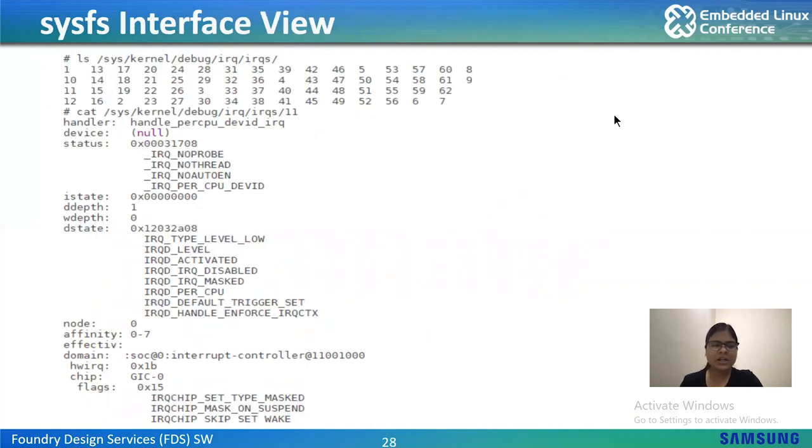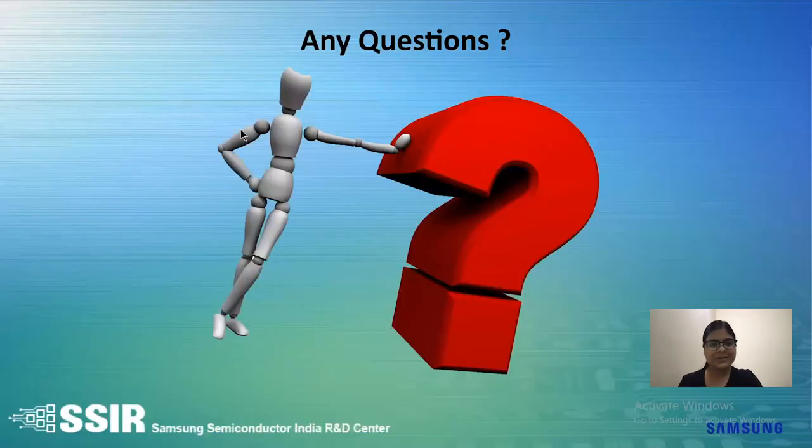After we enable all the debugging configurations for interrupts as discussed in the previous slide, we can debug a lot of things. We can see a handler for a particular IRQ number. We can see the current status, what all the flags set are, what the common IRQ data state is, what the CPU affinity for the interrupt is, what the domain name is, what the hardware IRQ number is, that is the local interrupt number, and much more. So there are many things to debug if we enable the debugfs interface, and some configurations are shown.